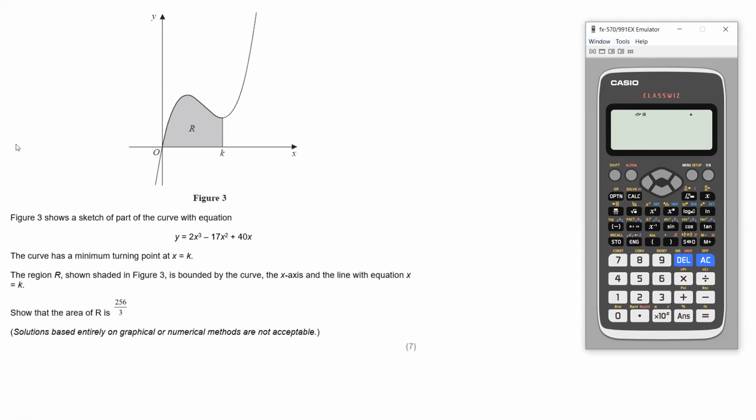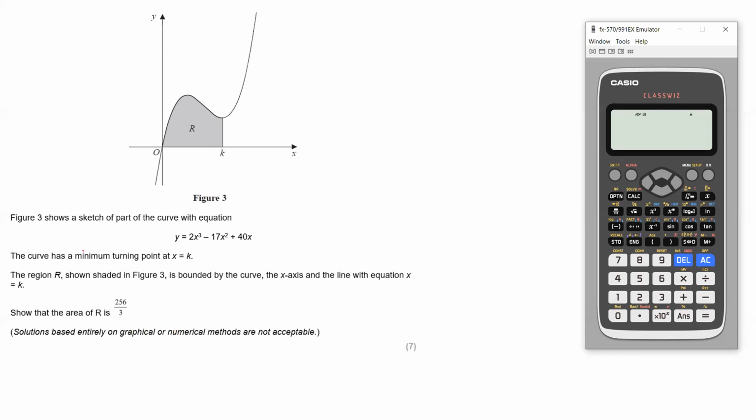So figure 3 shows a sketch of part of the curve with equation this. The curve has a minimum point at k, so that's right here. Region R, shaded in the figure, and so on. Show that this is 256 over 3. So I'm told everything. I'm also told that I need to do no graphical and no numerical methods, so I need to show this properly.